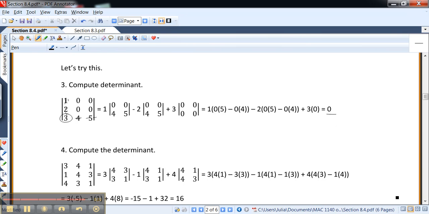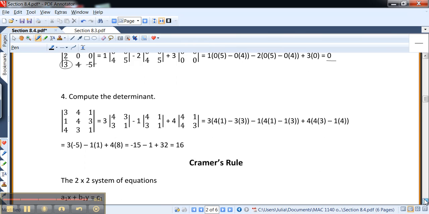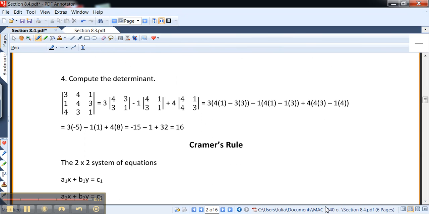Where we're going to use it next would be in Cramer's rule, which is going to be in the next video for both 2 by 2 and 3 by 3. So look for the video on Cramer's rule next.